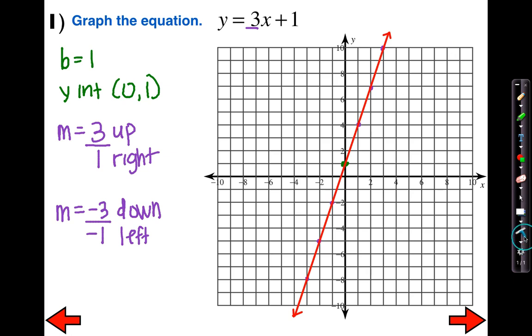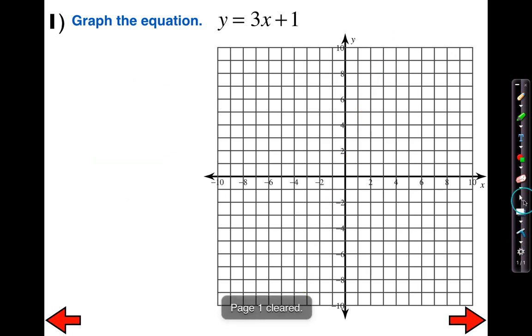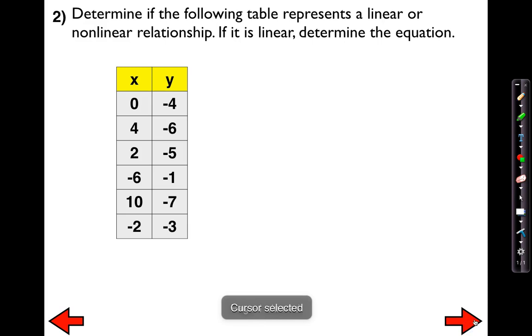Okay, so hopefully, now that I've convinced you, let's go ahead and practice a couple more problems. Number 2 has the same instructions as number 1. It says determine if the following table represents a linear or nonlinear relationship. If it's linear, determine the equation. So again, for me personally, I do like to put them in order just so I can get an idea of what's happening to the numbers. Are they getting bigger? Are they getting smaller? So to really assess what's happening with the numbers as they're moving across the x-axis.